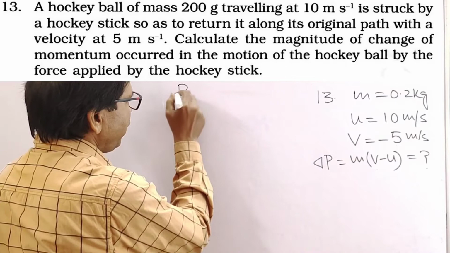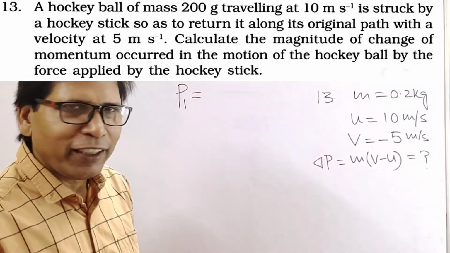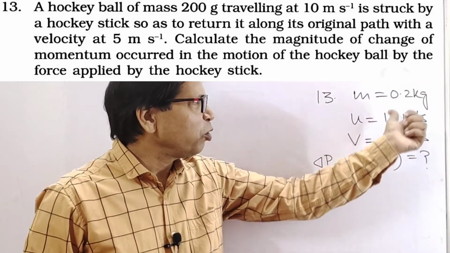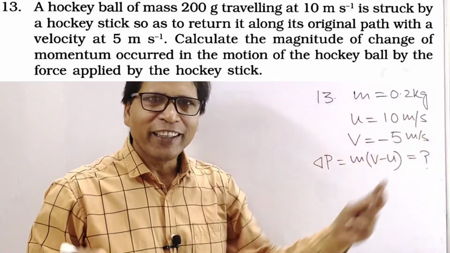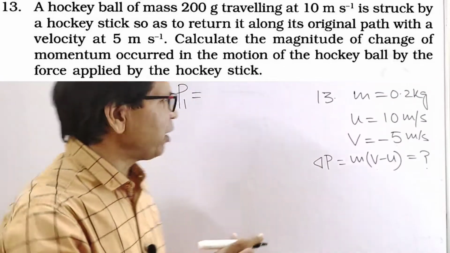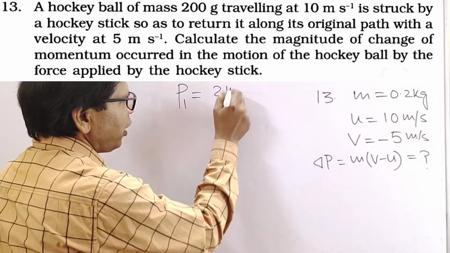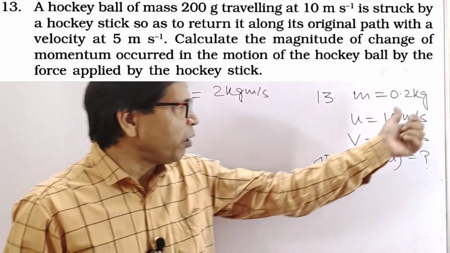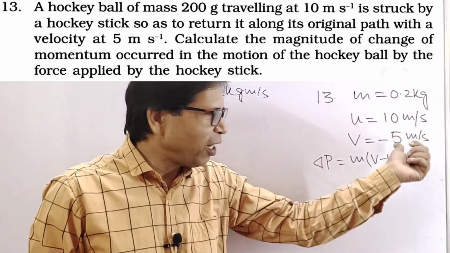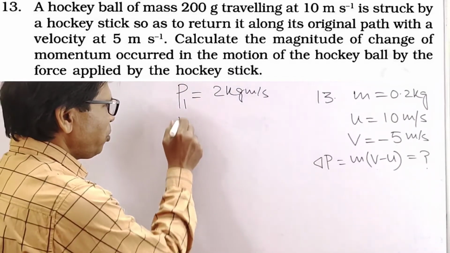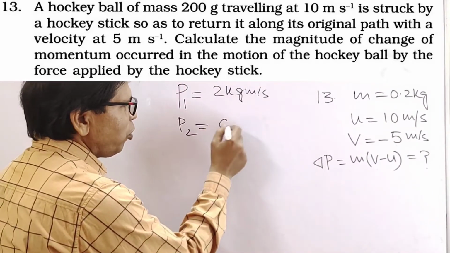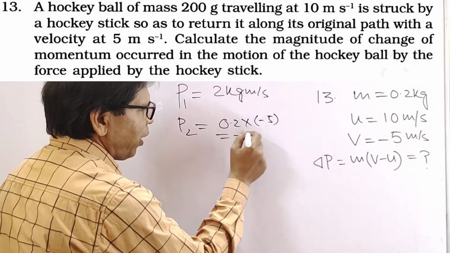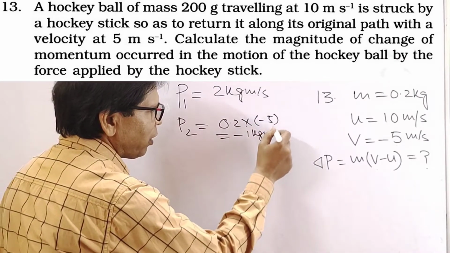Now initial momentum P1 is the mass into velocity. Look at this, mass into initial velocity, so 0.2 into 10, that is 2 kg meter per second. Now what is the final momentum? Mass into final velocity. So look at this, P2 is the mass 0.2 and minus 5. Okay, so this is minus 1 kg meter per second.